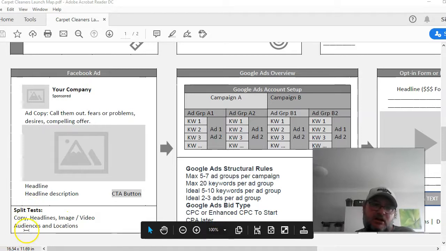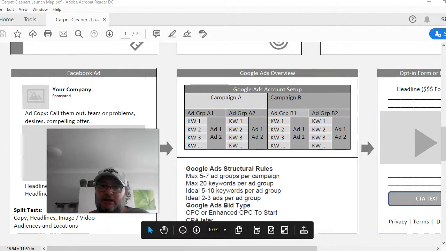Remember up there we decided, for example, that it might have been females 20 to 29, and we listed our suburbs and locations. So that's how you're going to target them. Now, with our Google, it's a little bit more complicated.